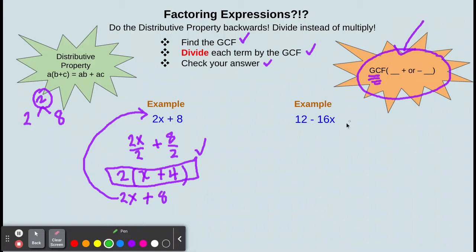Okay, we have 12 minus 16x. There's only an x here, so let's just look at the coefficients for our GCF. 12 and 16, they have a GCF of 4. Okay, so we found our GCF. We're going to divide each term by the GCF. So 12 divided by 4 and 16x divided by 4. 12 divided by 4 is 3. 16x divided by 4 is 4x. Now here we've completed our parentheses part, and now we've got to put the GCF on the outside, which we found to be 4. So it should be this.